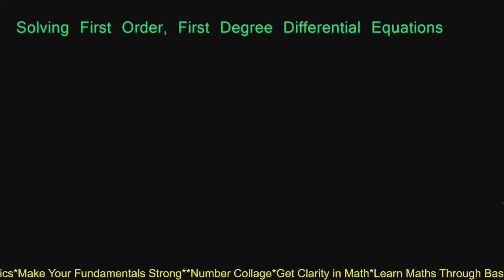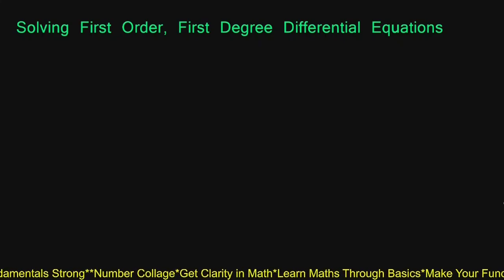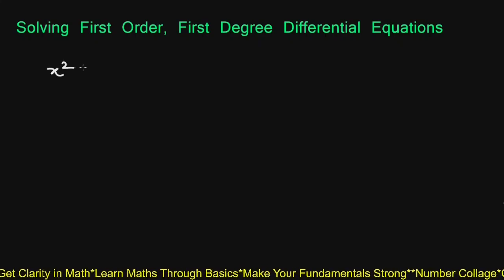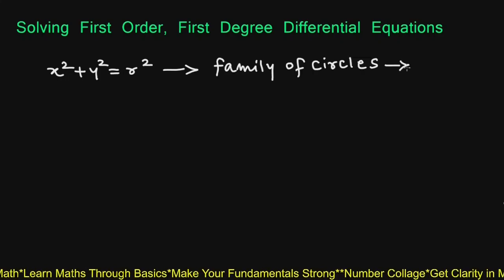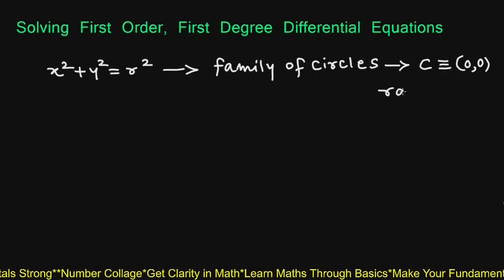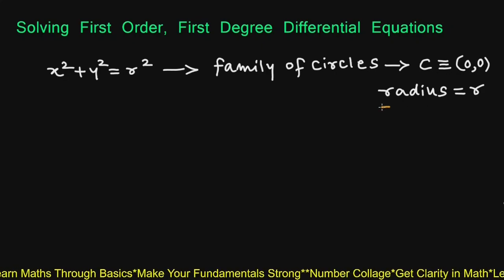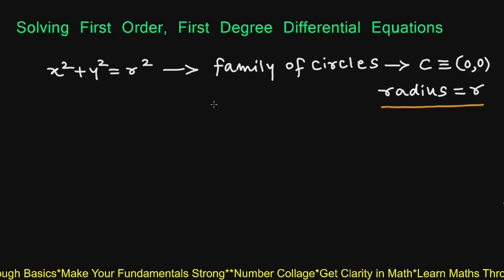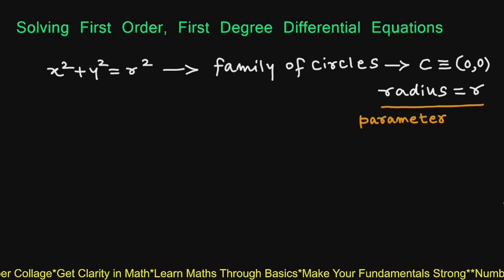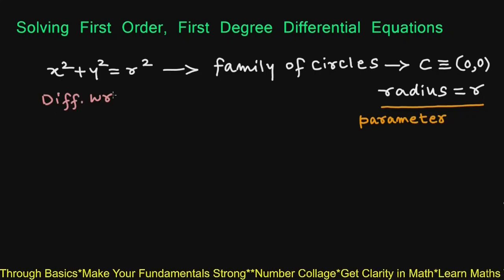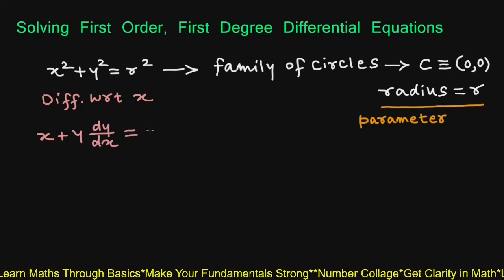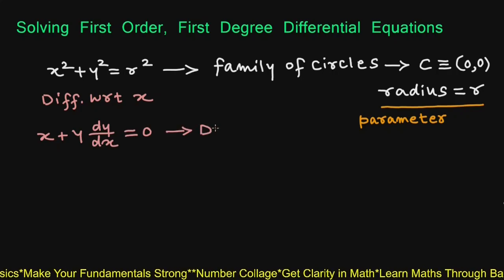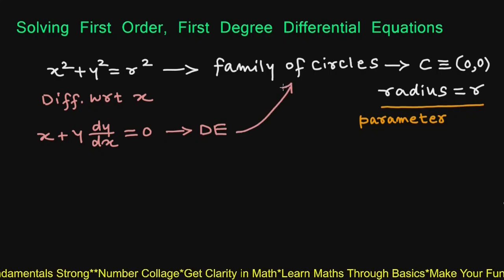In this video, we are going to study how to solve first order, first degree differential equations. In my earlier video, we have seen that the equation x square plus y square equals r square represents a family of circles with center at origin and radius r. Here, since radius r takes different values, it is known as parameter or arbitrary constant. By differentiating this equation with respect to x, we have found x plus y dy by dx equals 0 as the differential equation which represents this family of circles.